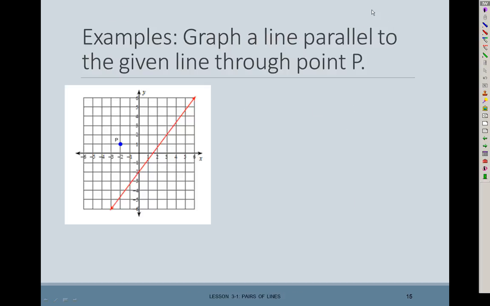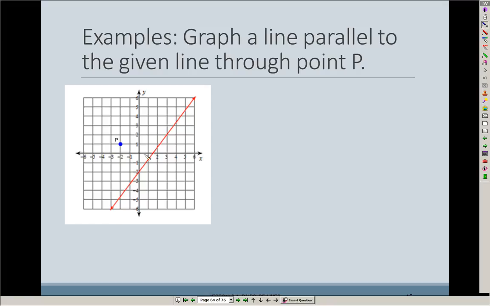So let's do some graphing. Given this graph, let's graph a line parallel to the given line through point P. So I need to find the slope of this line, and since it's parallel, my slopes will be equal. So let's find some exact points on this line. I see one there and one there, and now let's determine the slope.